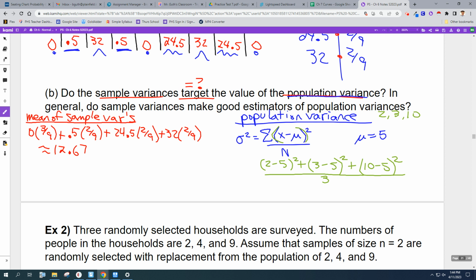I'm going to let you punch all the buttons in the calculator, but you punch all that up, you're going to get 38 over 3, which is approximately 12.67. They're equal. Notice that the mean of the sample variances and the population variance, those two things are equal. They're going to ask you a couple of questions, but you need to notice that those two numbers are equal.